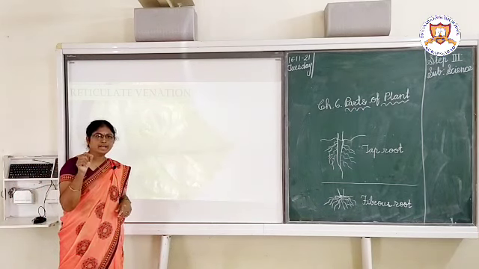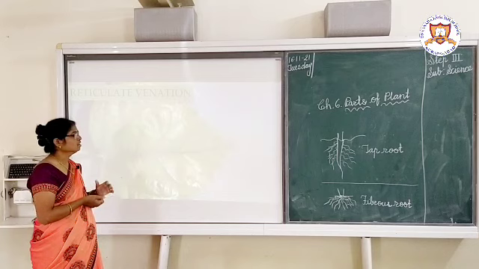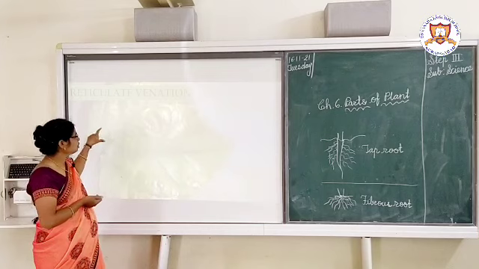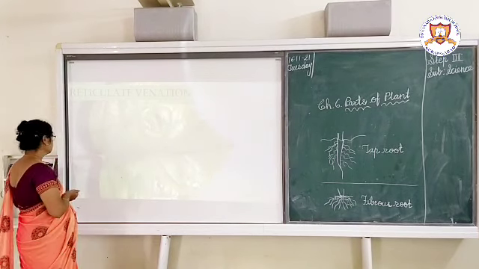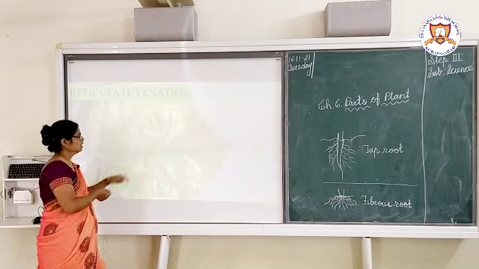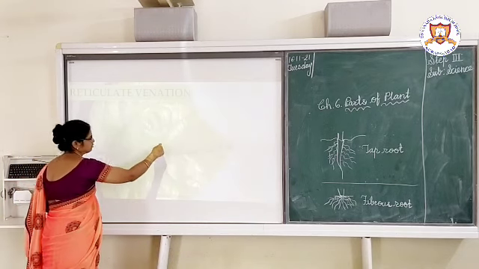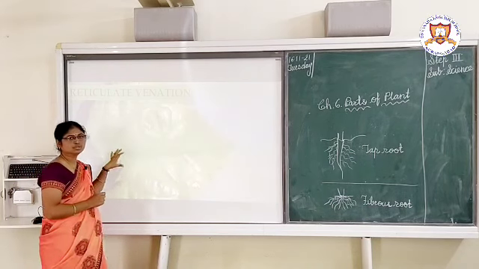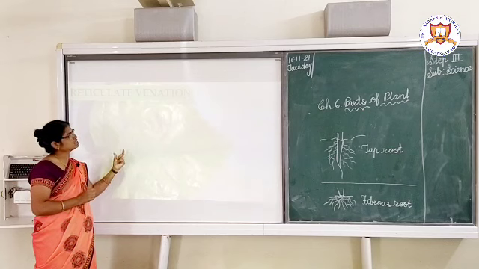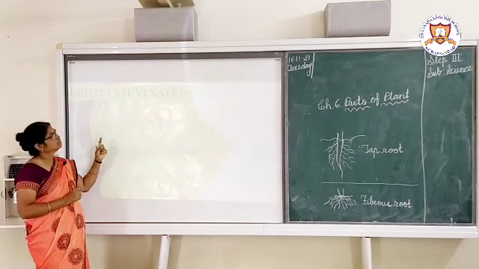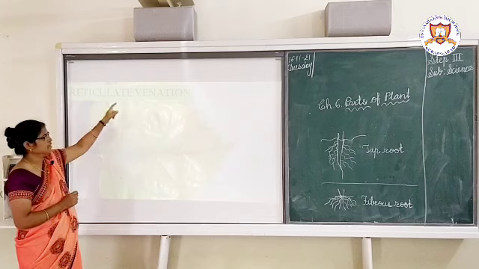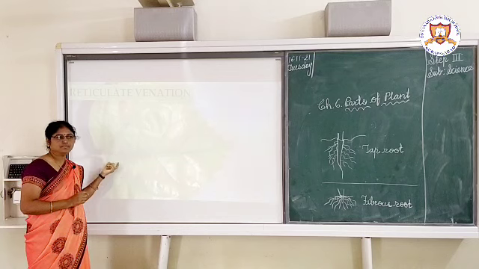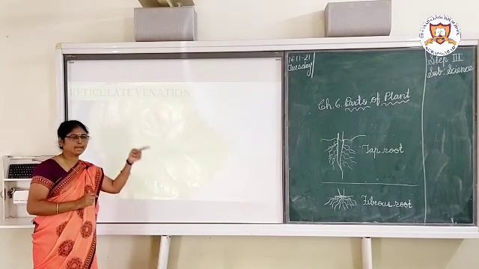One idea I am telling you, children, is how to identify the type of root without uprooting the plants. Look at the leaf and observe it. See here, there is a main vein, and different side veins are attached to the main vein, and there is a network of veins. In a plant with this type of leaf, it is called reticulate venation. A plant with reticulate venation in the leaf has a taproot.